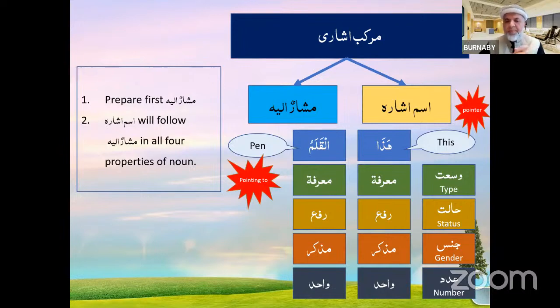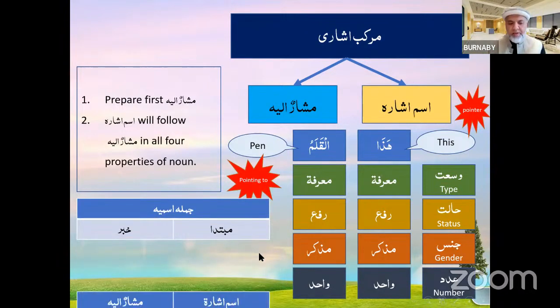In this one, if haza is marifa, the next one is marifa. If haza is rafa, then al-kalamu has to be rafa. If haza is male, then kalam is male. So if it's singular, it's singular. Those all things go hand in hand. Okay, so we're putting all these things together.